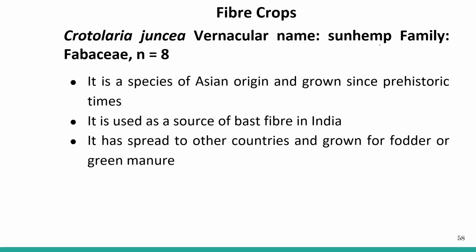Vernacular name: sun hemp. Family: Fabaceae. It is a species of Asian origin and grown in prehistoric times. It is a species from Asian origin, meaning it originated in the Asian continent, right? And it is used as a source of bast fibers in India. Bast fibers we have already discussed.